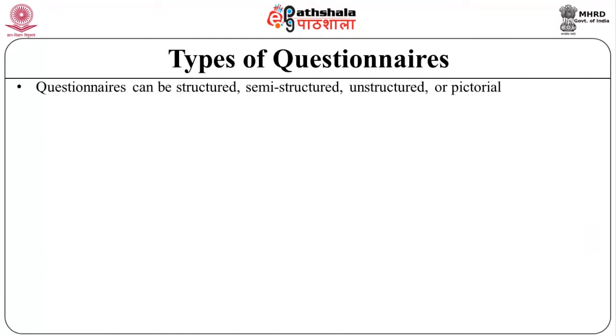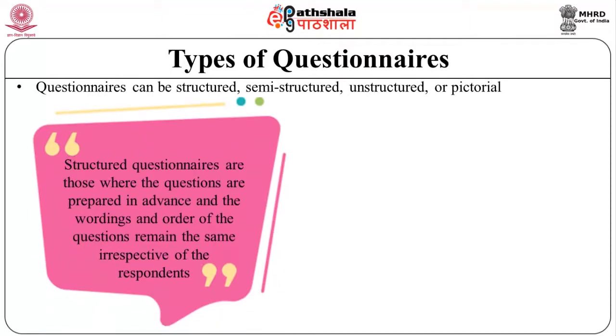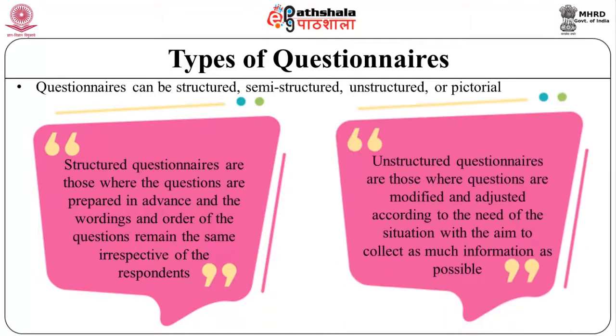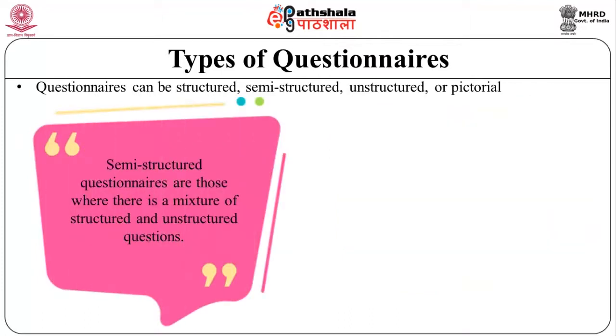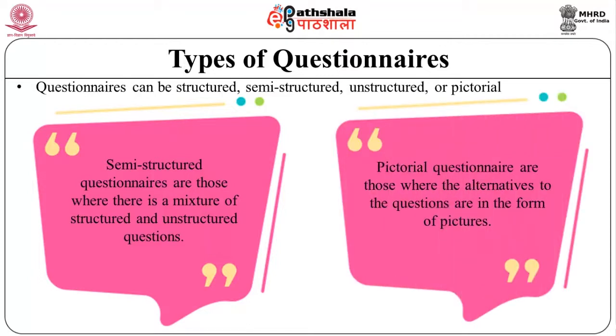Types of questionnaires. Questionnaires can be structured, semi-structured, unstructured, or pictorial. Structured questionnaires are those where the questions are prepared in advance and the wording and order of the questions remain the same irrespective of the respondents. Unstructured questionnaires are those where questions are modified and adjusted according to the need of the situation, with the aim to collect as much information as possible. Semi-structured questionnaires have a mixture of structured and unstructured questions. Pictorial questionnaires are those where the alternatives to the questions are in the form of pictures.